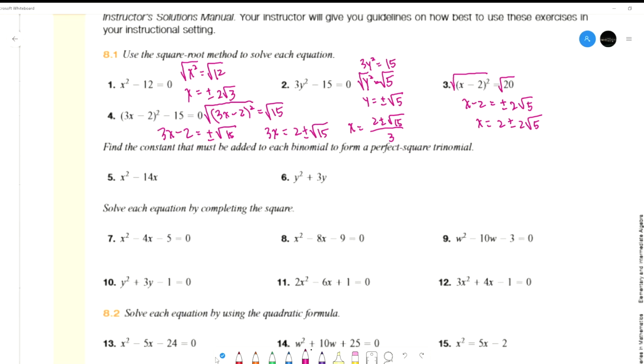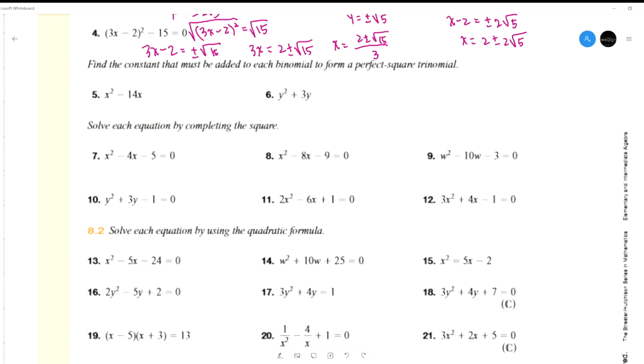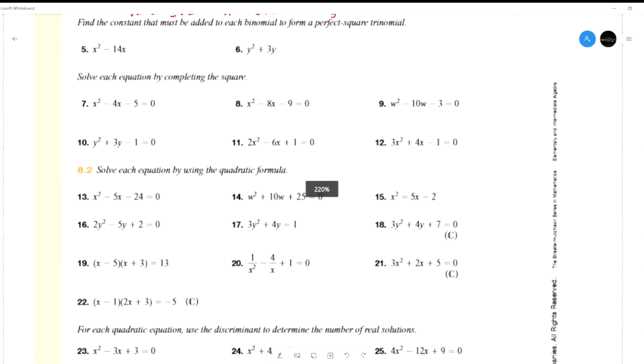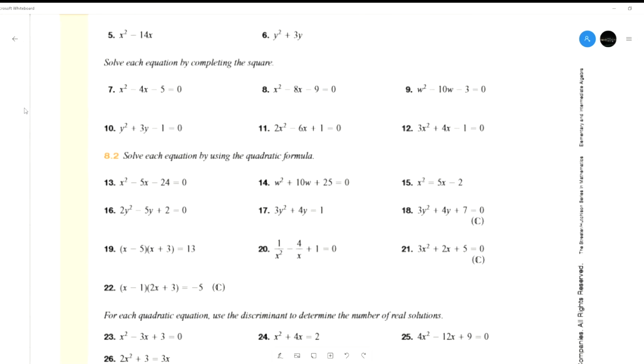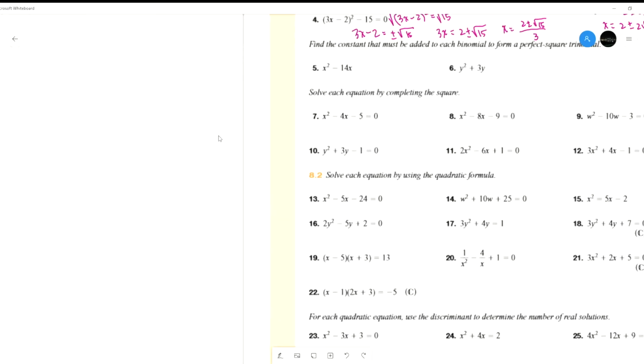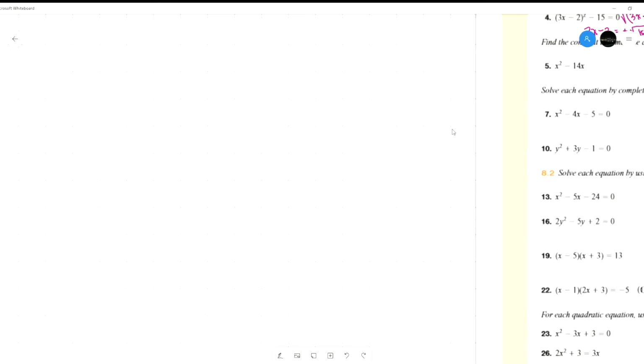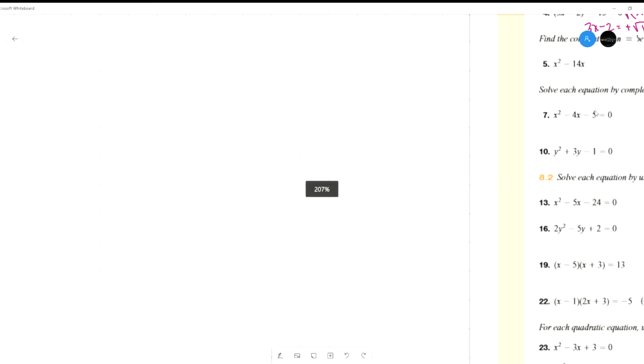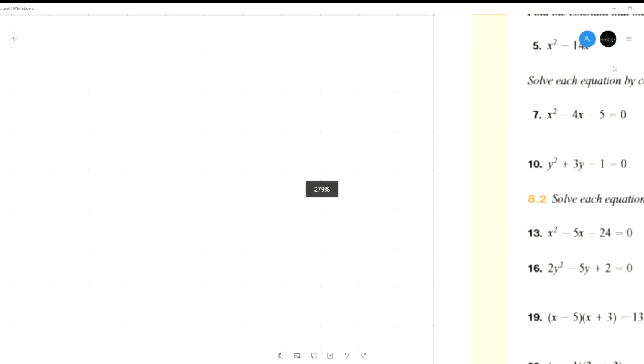Let's continue with completing the square. So I'm going to zoom out so I can use some space to the left and right. Okay. Hopefully you can see the problem to the right now.